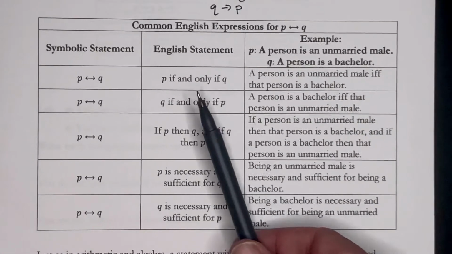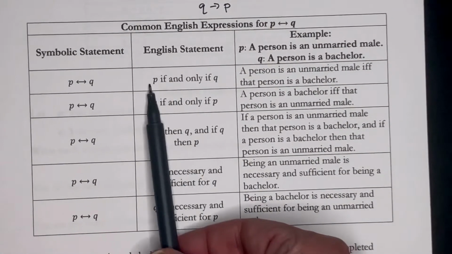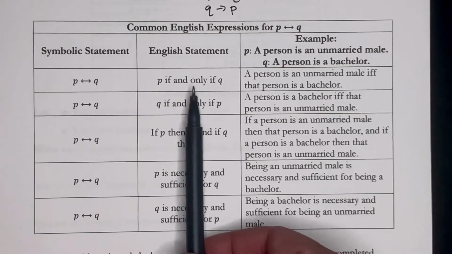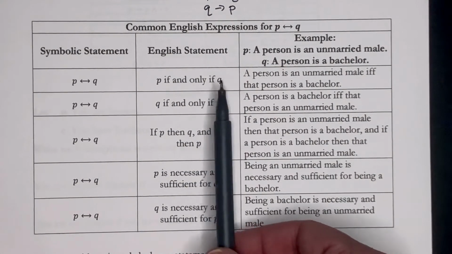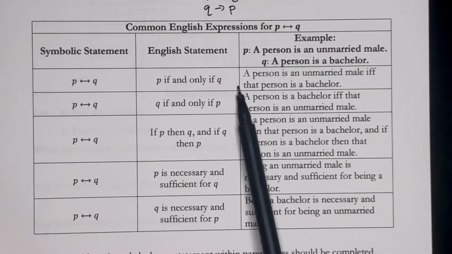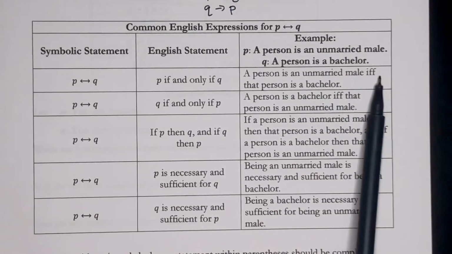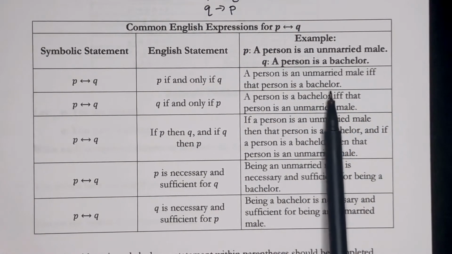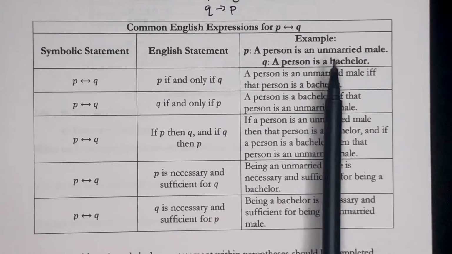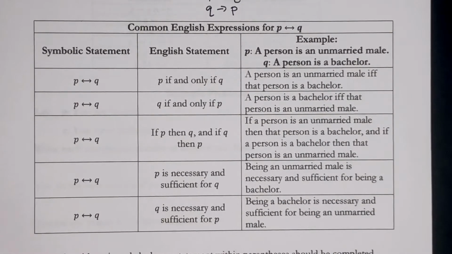So what you're likely to see here, as far as phrases go, is exactly the way it was defined above. P, if and only if, Q. A person is an unmarried male if and only if that person is a bachelor. The definition of a bachelor is an unmarried male. It's absolutely true, no matter which direction you go.